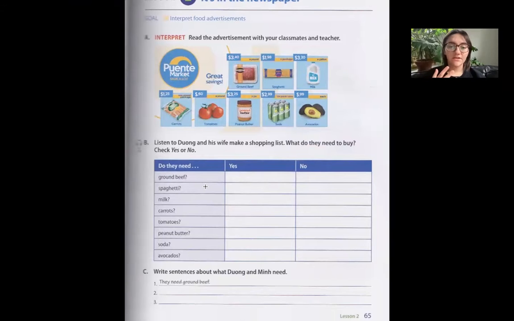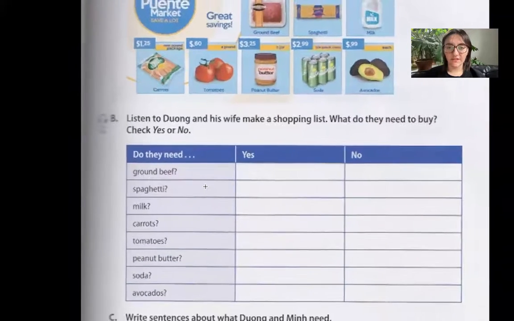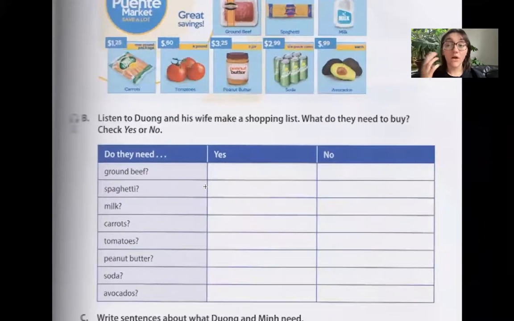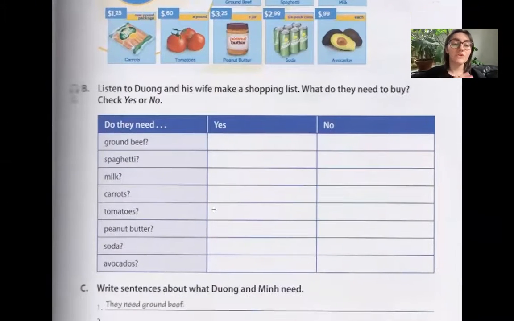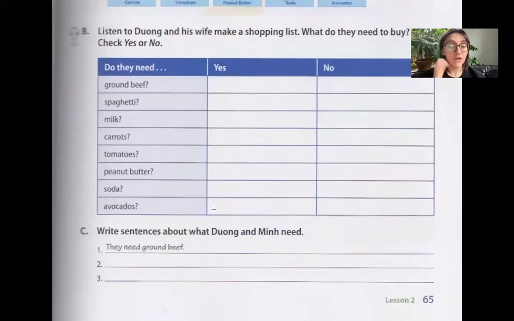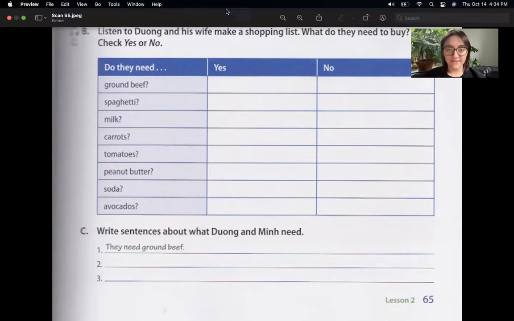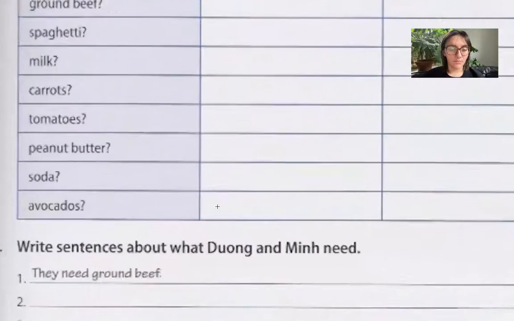shopping list, right? This wants you to listen to what they want, but since we can't do it together, I won't play it. But basically, do they need ground beef, right? Do they need spaghetti? Do they need milk? Do they need carrots? Do they need tomatoes? Do they need peanut butter, soda, avocados? What do they need? If I said they need carrots and they need peanut butter, how would we make that sentence, if you remember?